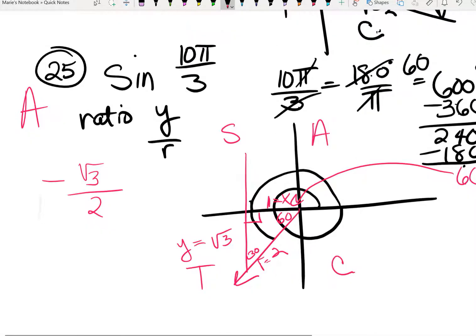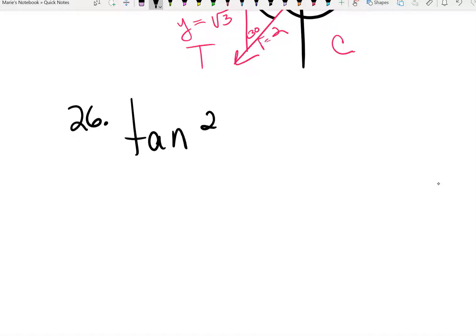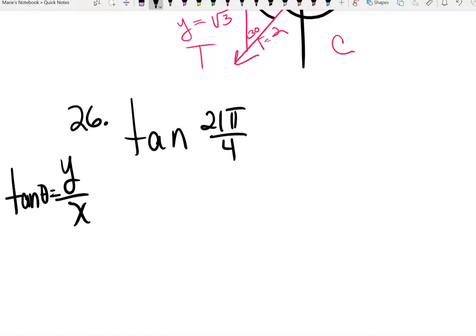Alright, let's look at 26. So for 26, you have tan. Tan of 21 pi over 4. Tan is y over x as a ratio, right? So the ratio for tan theta is y over x. Again, a strategy you can use.